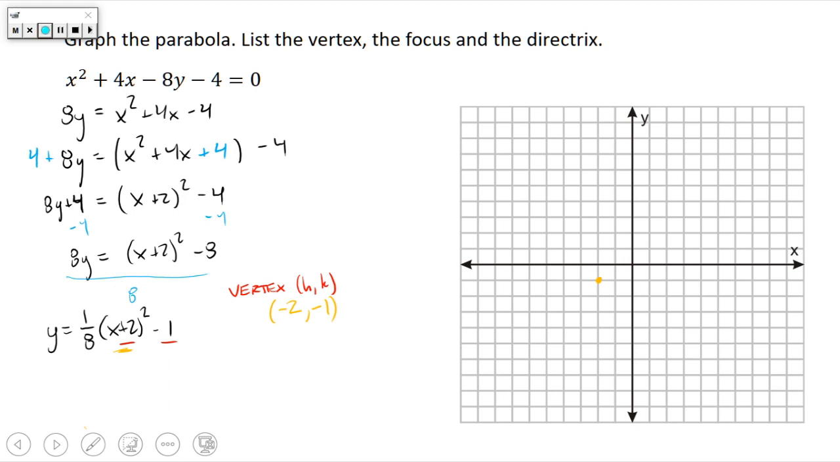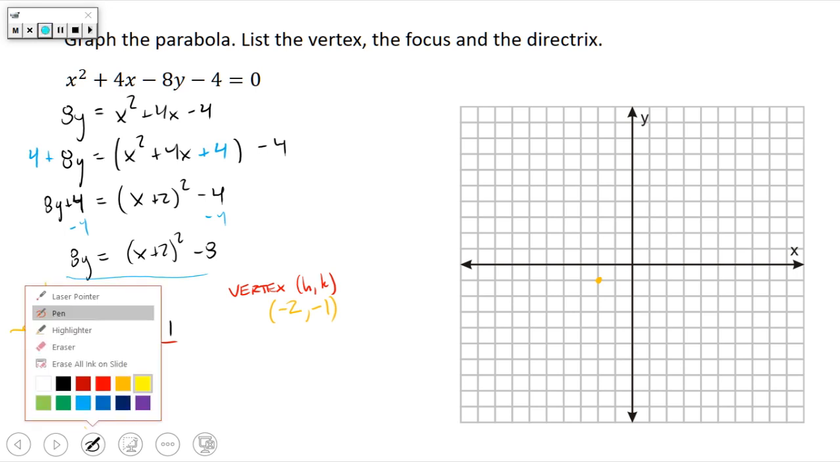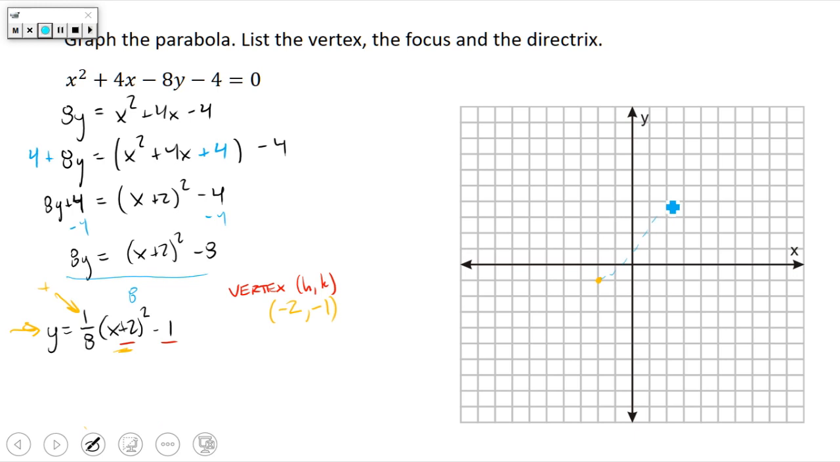That's the vertex. Now this here is a vertical parabola, and this a value here is positive. Therefore this thing is going to go up. I'm going to sketch roughly what this parabola would look like. It's going to do something like this, right? It's going to go up in this direction, which means we know that the directrix is going to be somewhere in this area, and that the focus is going to be somewhere in this area. Now, where exactly that is depends on what p is, okay?